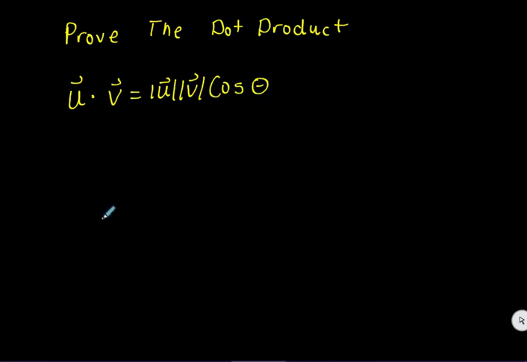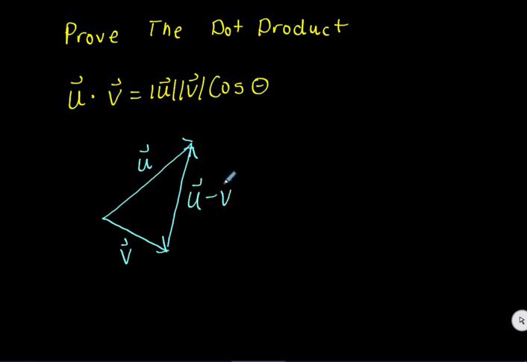So here we go. Given two vectors in space, we'll call this vector u, and this one here would be vector v, right? And then if I make the vector right here, this would be the vector u minus v, right? Good. And then this would be the angle between them, theta. Good. And we can use the law of cosines to prove this.